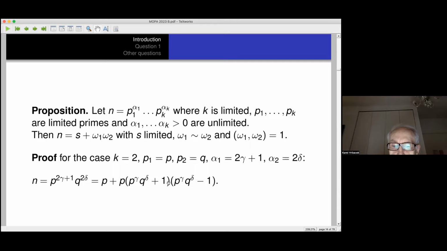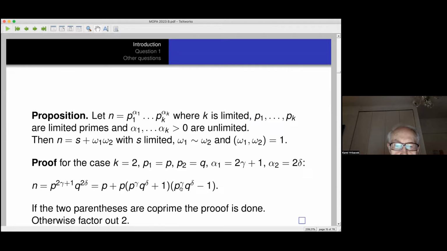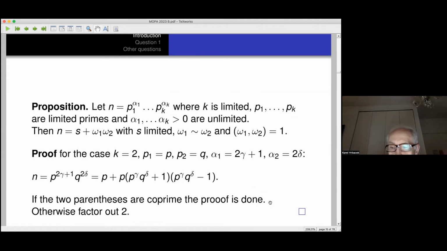Clearly, they are of the same order, again, because p is limited, and clearly their difference is 2, so the only possible common factor is 2. So either they are already mutually prime, or you factor out the 2 and make the factors mutually prime. So again, this is quite easy.